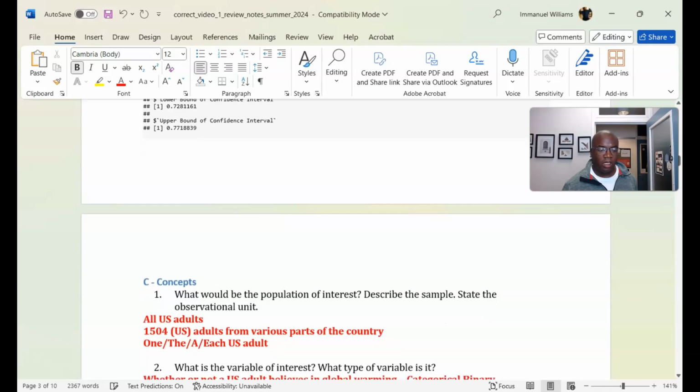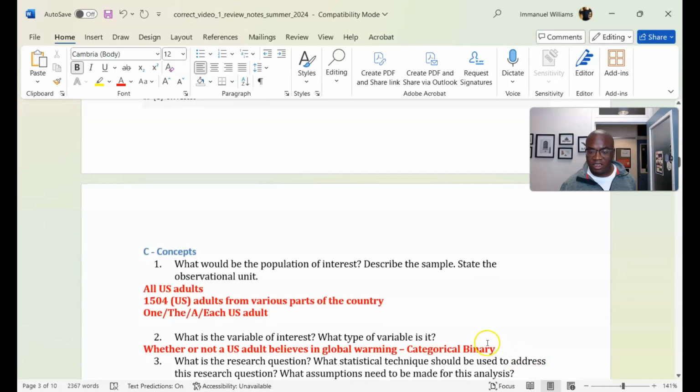All right, so what is the variable of interest? We already mentioned this in the previous part of this video, and that's going to be whether they believe in global warming or not. And that's going to be a categorical binary variable. Hopefully you all were able to mention that.